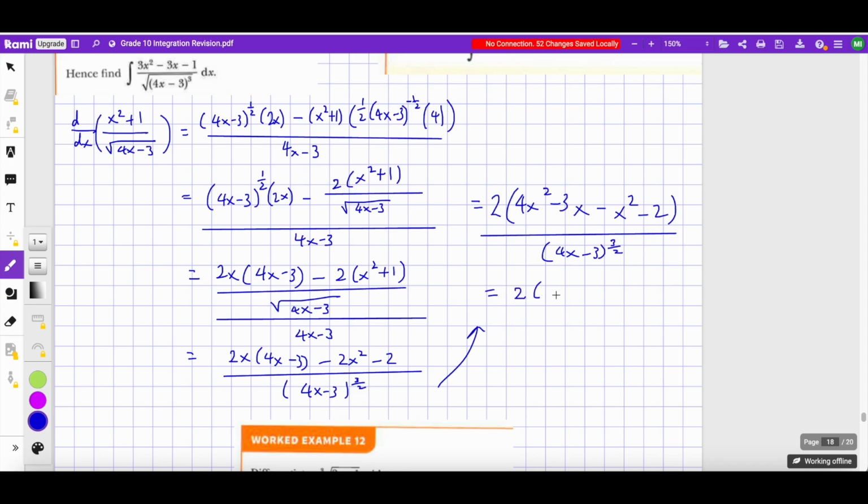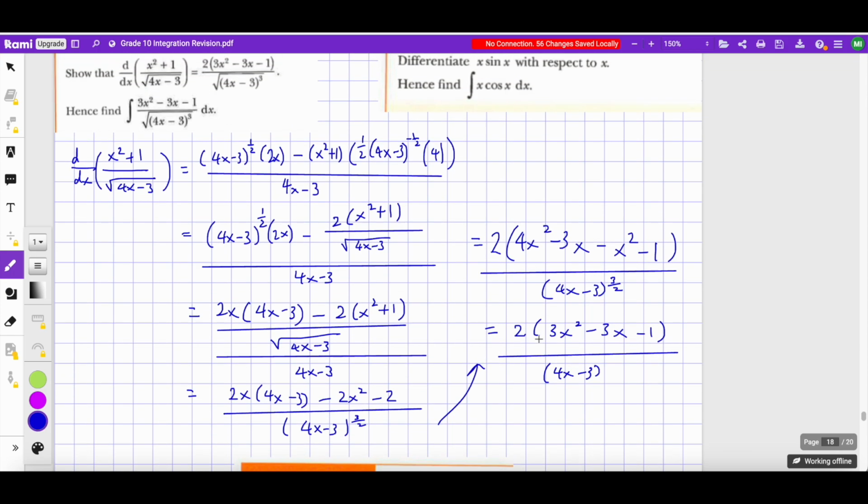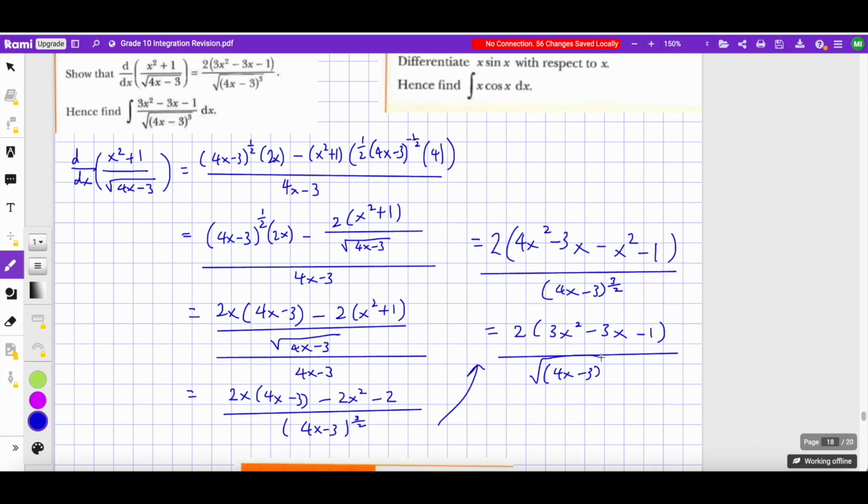So we will have basically 2 of 3x squared minus 3x. What would that be? Oh, I made a slight mistake. Should be minus 1 here. All right, so we'll have minus 1. Okay, so the whole thing over 4x minus 3, and we'll put it in the form that they want us to put it, which is root of 4x minus 3 to the power of 3. Okay, so this is how we show it.